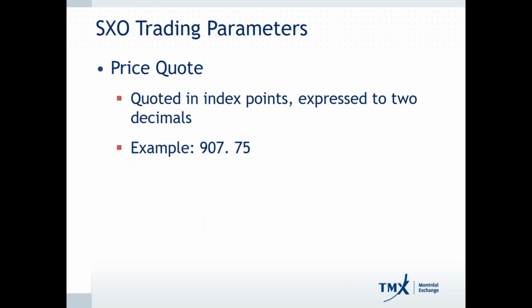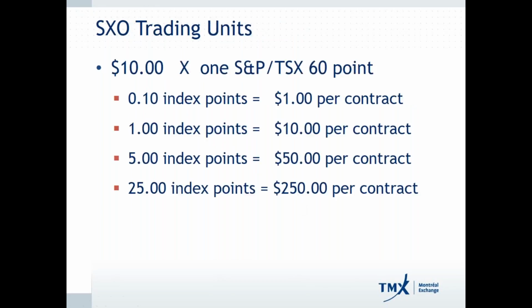exposure. So if we take a look at the trading parameters, what we want to recognize is that the price of the contract is quoted in index points expressed to 2 decimals. So for example, we might have a quote of 907.75. And what that means is that each point, each one S&P TSX 60 point, is equal to $10 on the option contract. So we have a multiplier of 10.